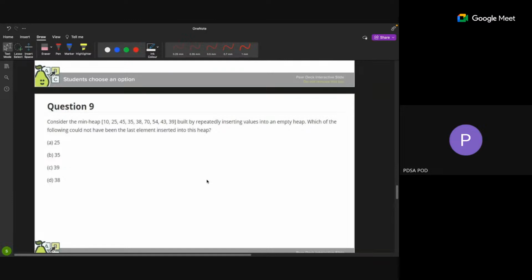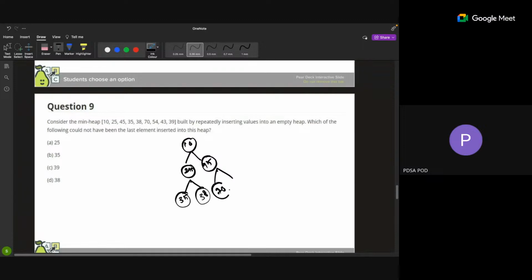Yeah, this is one more interesting question. See, there is a min heap. The min heap is already created. I hope you know what the min heap property is. What is the min heap property? The root is always the minimum, then its left and right descendants. So it is 10, 25, 45. We have 35 and 38. It is satisfying the min heap property.